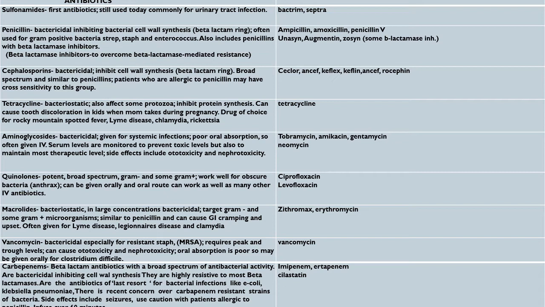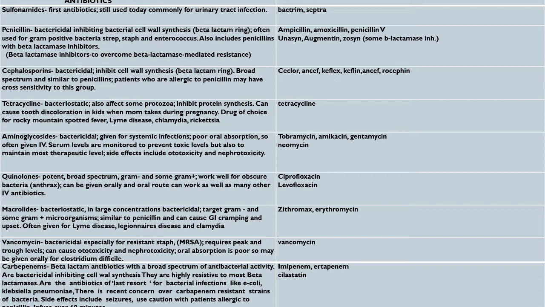Aminoglycosides are also bactericidal, meaning they kill bacteria. They are given for systemic infections, usually pretty potent systemic infections. They have a very poor oral absorption, so they're usually given IV. Serum levels are monitored to prevent toxic levels. We do peak and trough levels on these antibiotics, but also we want to maintain the most therapeutic levels. That's also another reason why we can do peak and trough levels. The side effects include ototoxicity and nephrotoxicity. Some examples of aminoglycosides are tobramycin, amikacin, gentamicin, and neomycin.